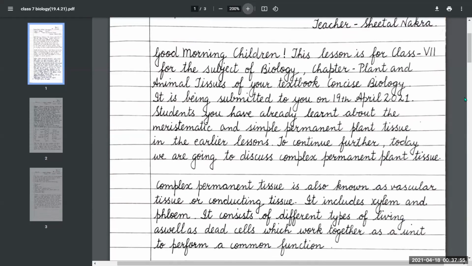Students, you have already learned about the meristematic and simple permanent plant tissue in the earlier lessons. To continue further, today we are going to discuss complex permanent plant tissue. Complex permanent plant tissue is also known as vascular tissue or conducting tissue. It includes xylem and phloem. It consists of different types of living as well as dead cells, which work together as a unit to perform a common function.